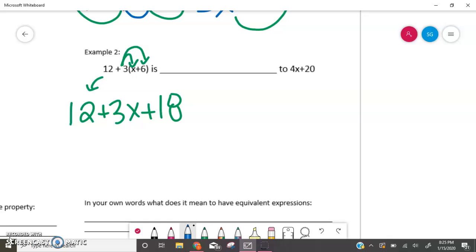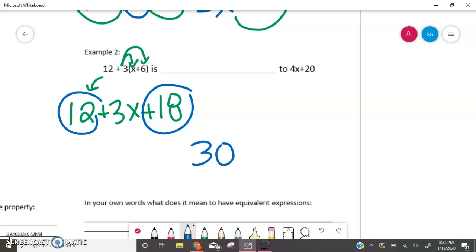And now I'm able to combine like terms. Which terms would you be combining? If you said 12 and 18, you're correct because they are constants. So I see that plus sign, they're positive. 12 plus 18 gives me 30. And then the last item that would need to be by itself is just that 3x because there are no other variables. And I'm going to keep the plus sign because that 30 was positive.